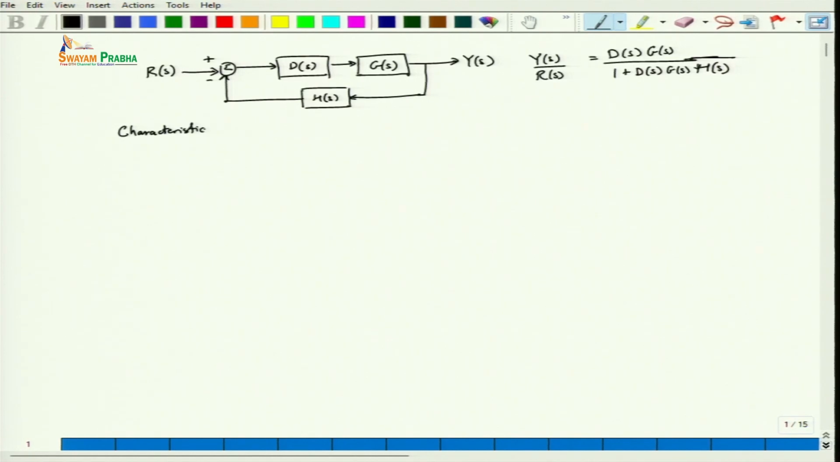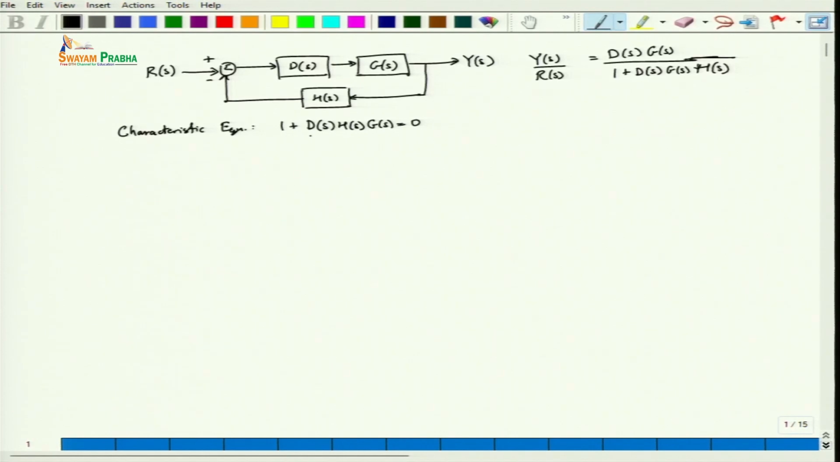The characteristic equation basically is the one whose roots are the poles. We are interested in that, as we discussed in the previous lectures. One is stability, second is performance, because poles predominantly decide our response. So, we have 1 plus D of S into G of S into H of S is equal to 0.